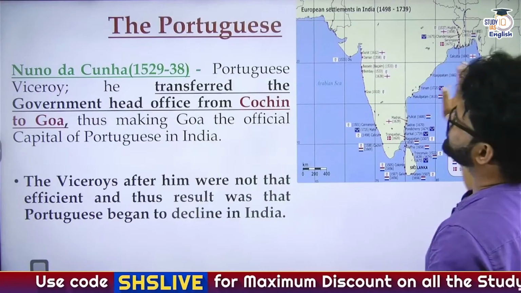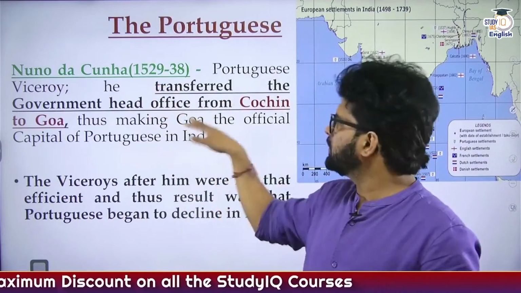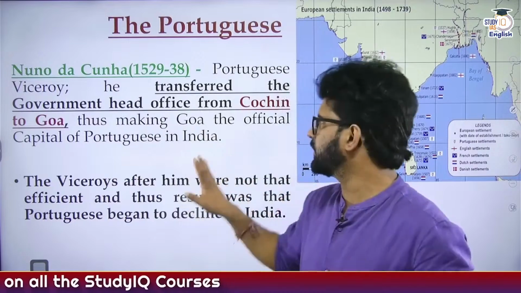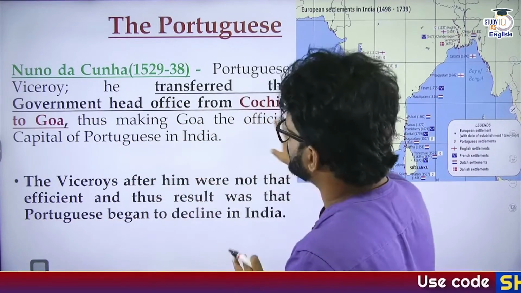Seems suspicious. Then, after a certain time lag, Nuno de Cunha will come, who will be the third most important viceroy for us, because he will transfer the government head office, or Portuguese head office, from Kochi to Goa.